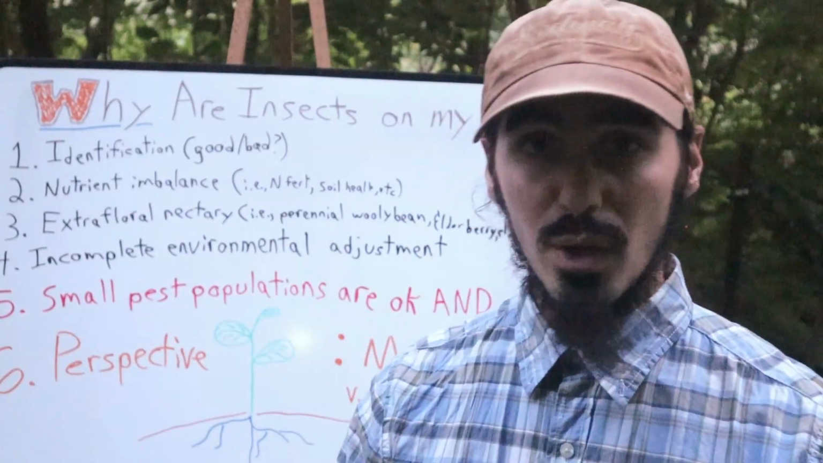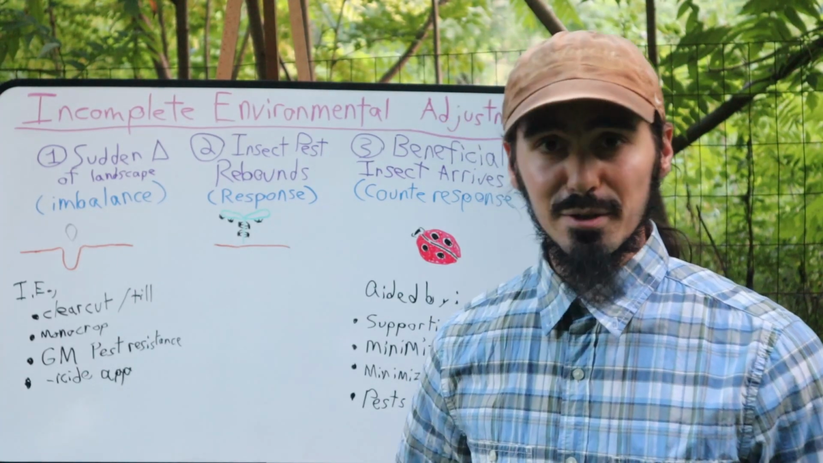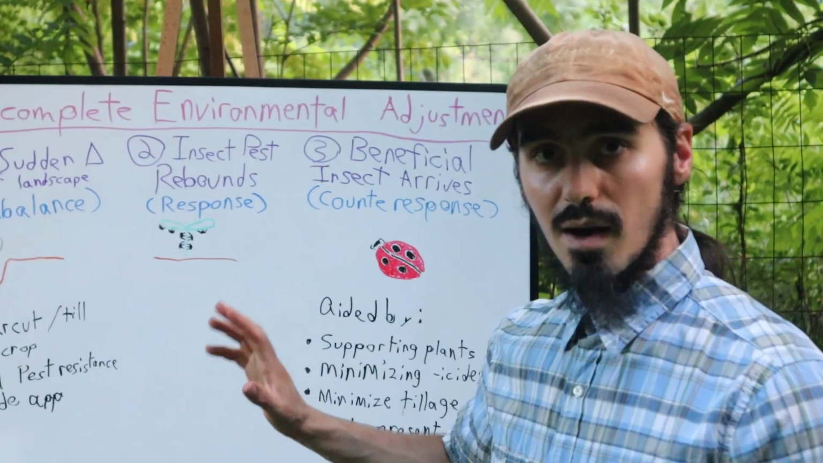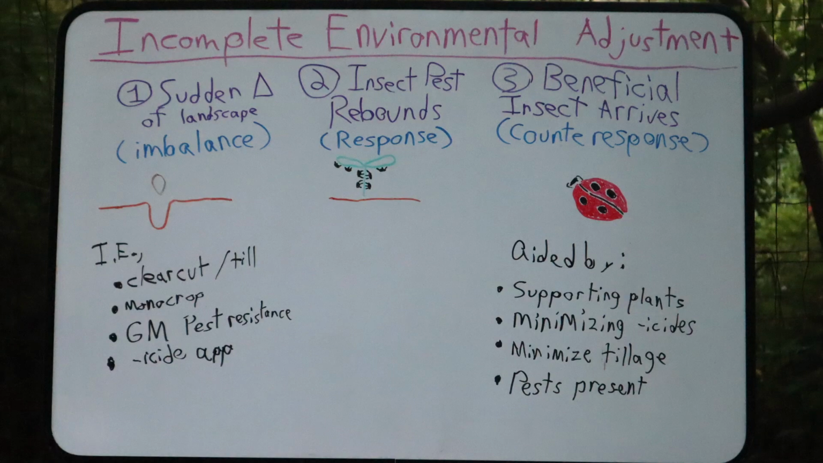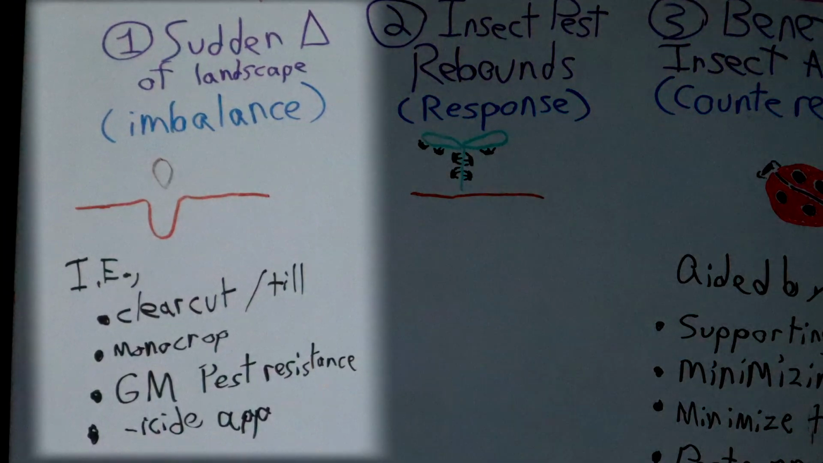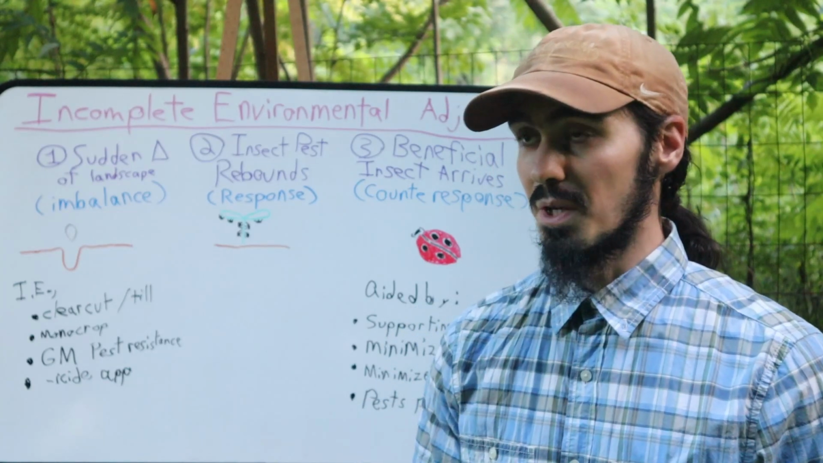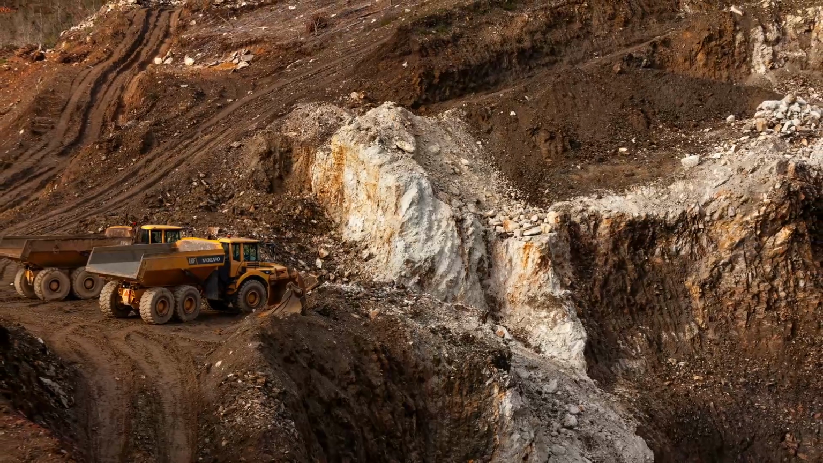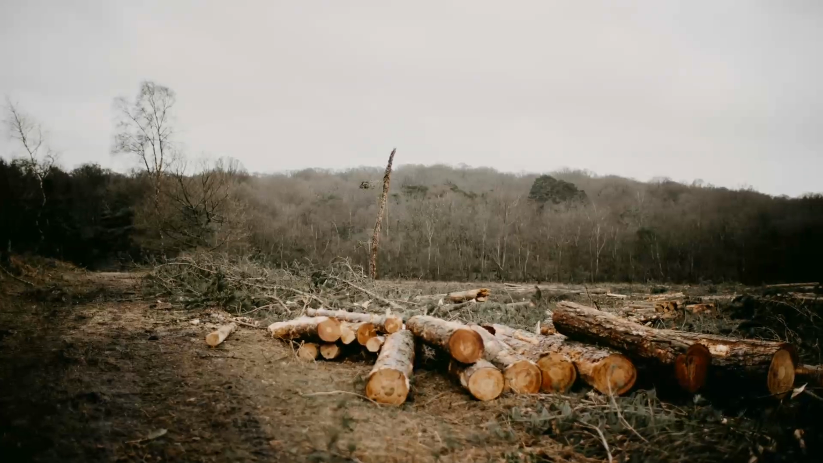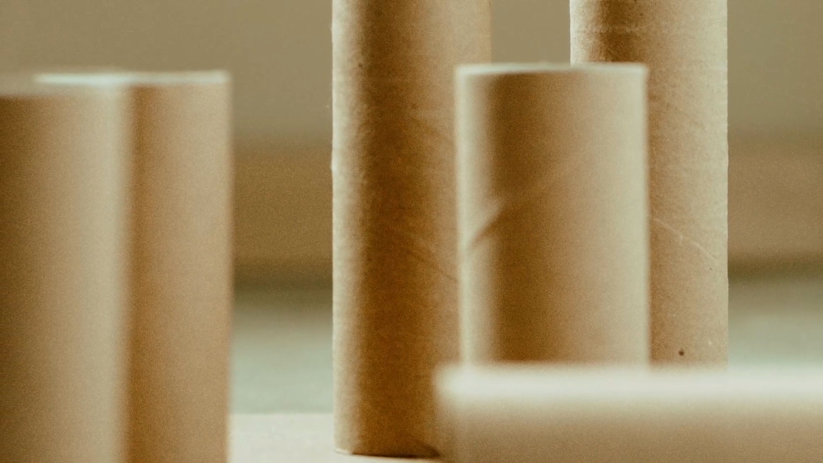The next point I really want to talk about is incomplete environmental adjustment. So what do I mean by incomplete environmental adjustment? I've simplified this concept down into 3 steps. Step 1 is a sudden change on the landscape. This sudden change can encompass a variety of examples, right? Both natural, maybe intense floods, maybe wildfires, or human-induced, where land is clear-cut or excessively tilled, or where we once had a diversity of plants, we now have a monoculture, a monocrop of a single plant.